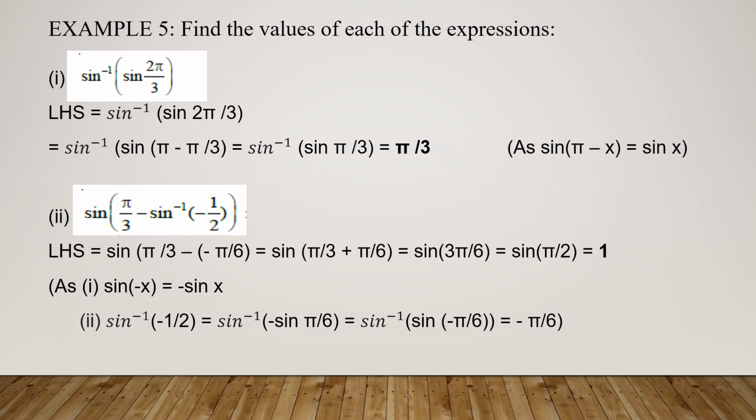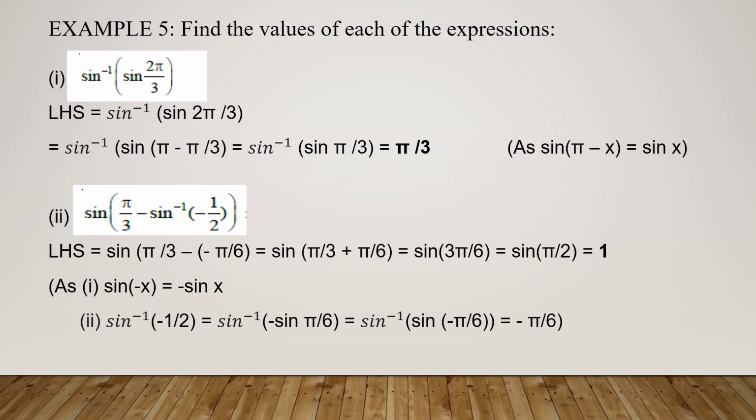Example 5. Find the values of each of the following expressions. First is sine inverse of sine 2 pi by 3. Now again over here, 2 pi by 3 will not be in the principal value branch. So you have to first convert it. So 2 pi by 3 you can write as pi minus pi by 3. And you know that sine of pi minus x is sine x. You already know this, but again I am repeating, when you are doing pi minus the angle, the trigonometric function will not change. If you do pi by 2 minus the angle, the trigonometric function will change.